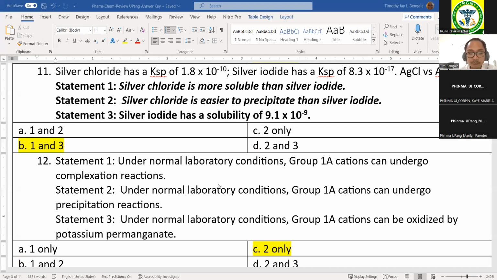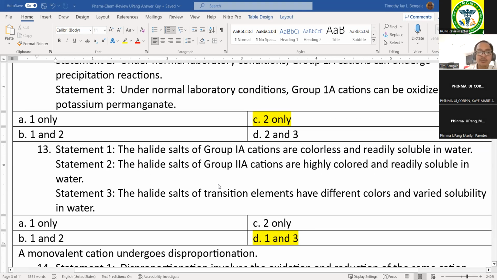Statement number 2. So this will be true. Pwede sila. Number 3, pwede ba sila ma-oxidize? So hindi. Okay? Again, maraming different ways to assess this. Hindi na sila pwede ma-oxidize, kasi pag group 1 cation na sila, yun na yung highest oxidation number nila. So, that means statement 3 is correct. So, only statement 2.